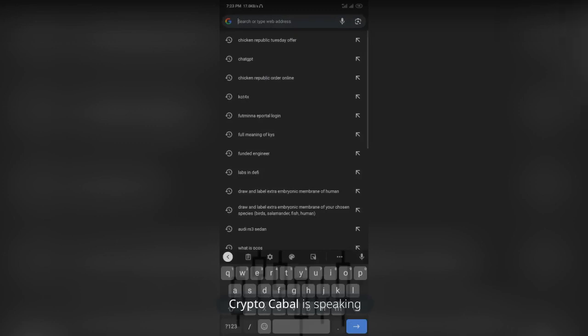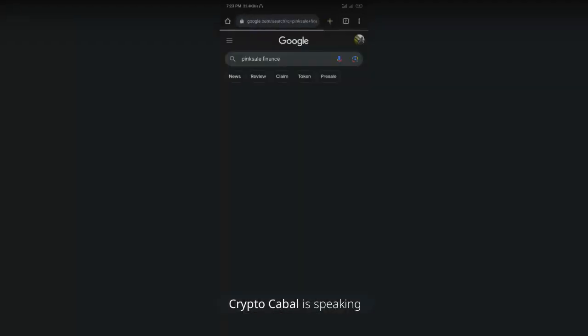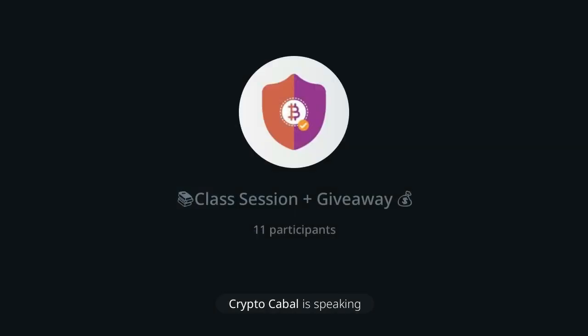I think Pink Seal Finance, yes. Now you can see, what do we have here? You can see launchpad list. Pink Seal is actually a launchpad, and you can see whatsoever they wrote here. Helps everyone to create their own tokens and token seals in few seconds.